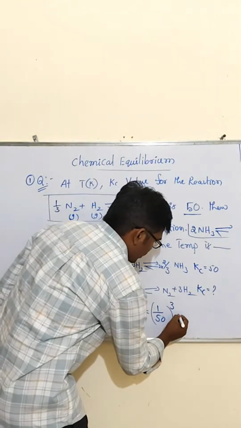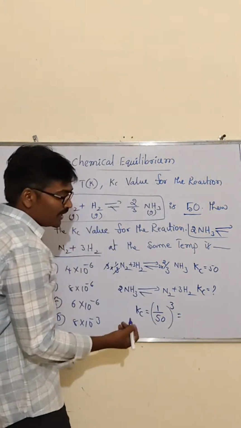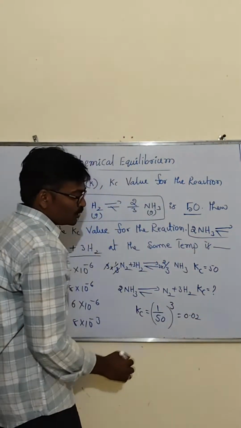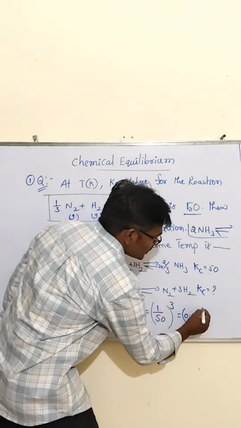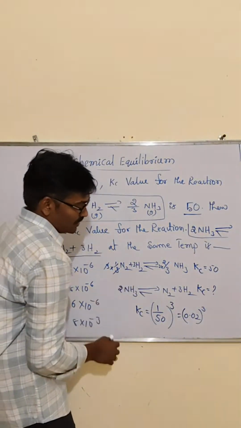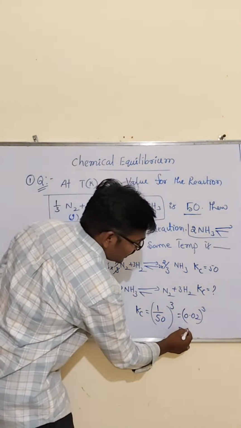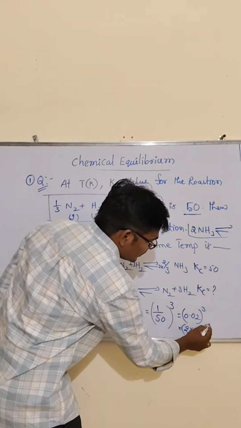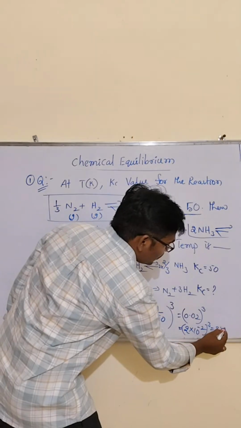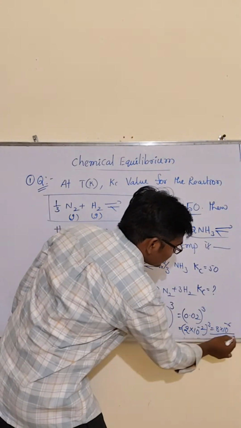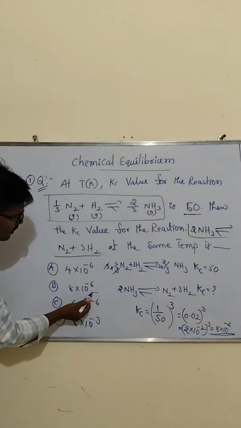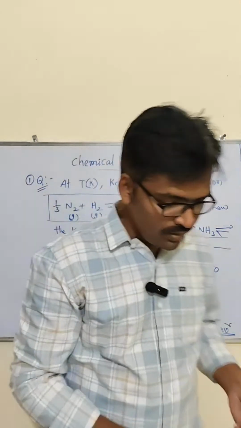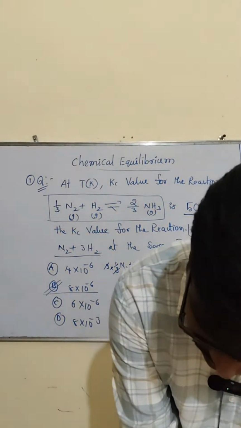Right. So 1 by 50 is 0.02, which we take as power 3. So 0.02 is 2 into 10 to the power of minus 2, whole power 3, which is 8 into 10 to the power of minus 6. So 8 into 10 to the power of minus 6 is the answer. Note the question, all of you.